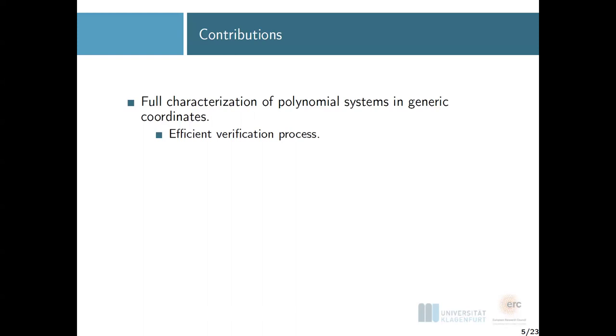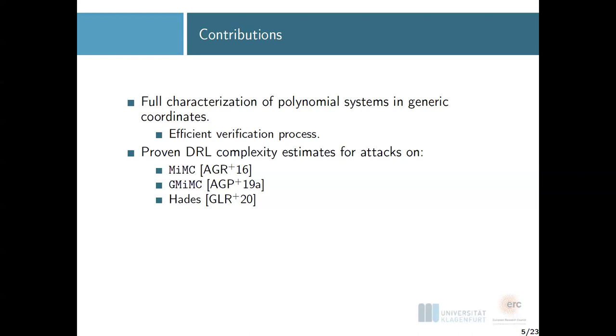In this work, I study polynomial systems in so-called generic coordinates. Systems in generic coordinates also have a proven DRL complexity estimate. As a first contribution, I develop a full characterization of systems in generic coordinates. With this characterization, you can then get an efficient verification process to prove generic coordinates. In the paper, I apply this verification process to MiMC, GMiMC, and Thetas.